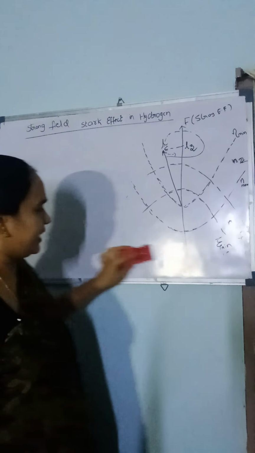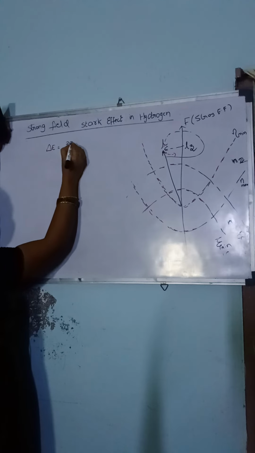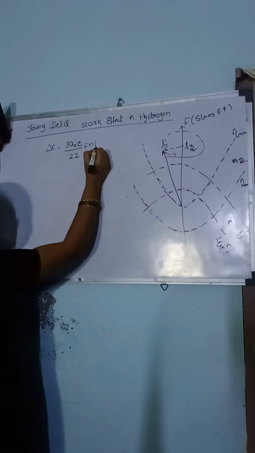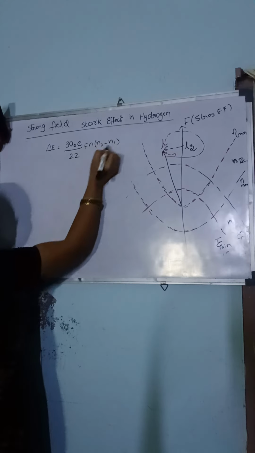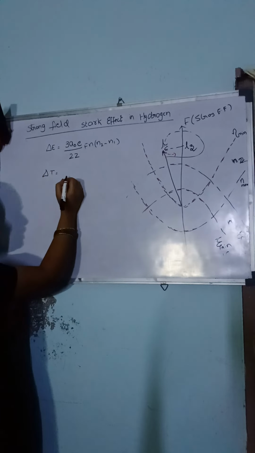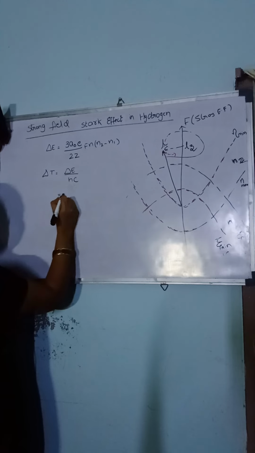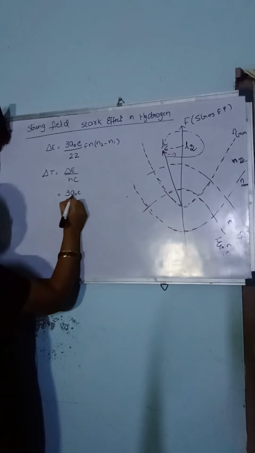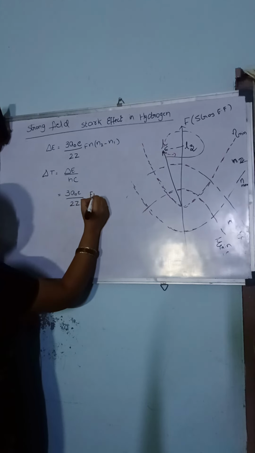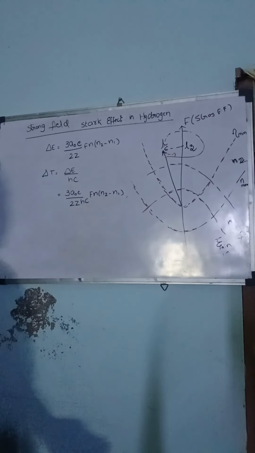I am again writing the interaction energy as 3 a0 e by 2Z F n into (n2 minus n1). Then the term energy shift can be delta E by hc, that is 3 a0 e by 2Z hc of F into n into (n2 minus n1).